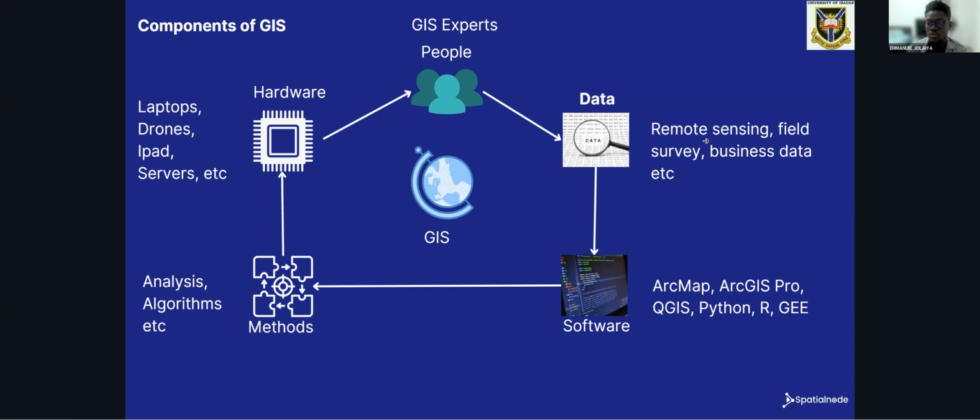And of course, there's field survey as well. People go to the field to verify remote sensing data sets, or to even collect different data entirely, depending on the project. And then we have business data.